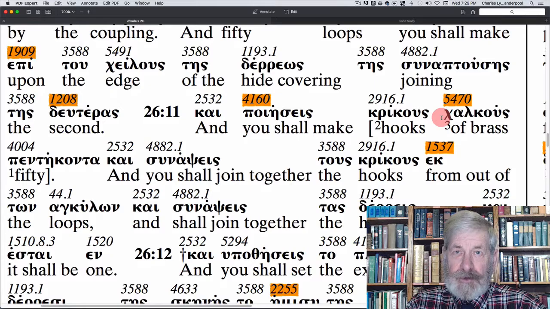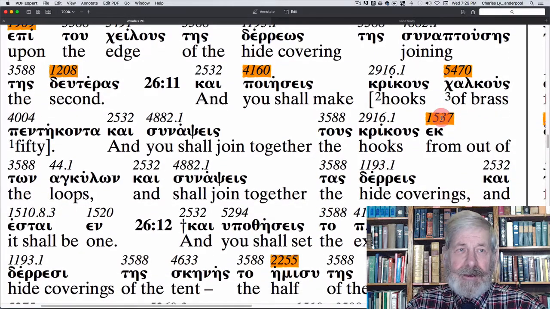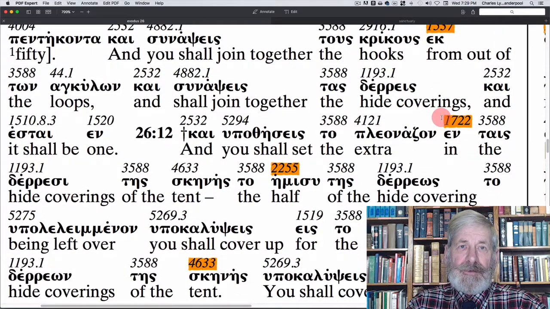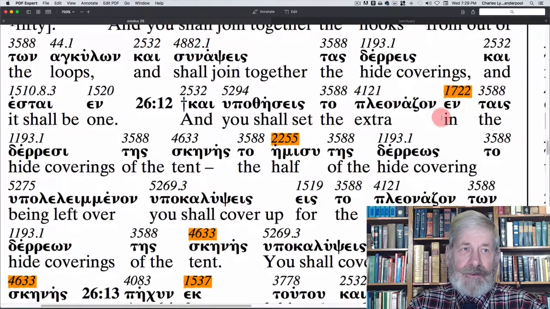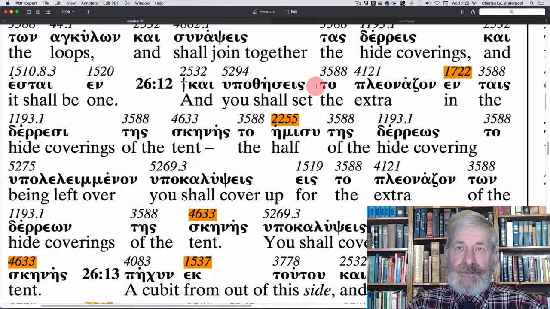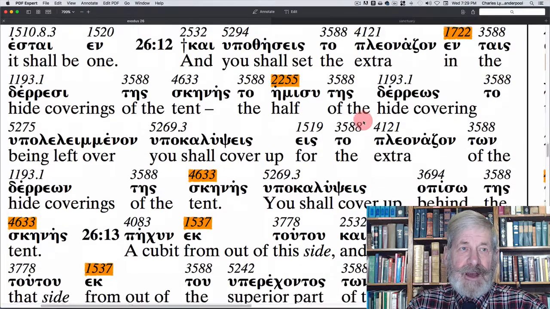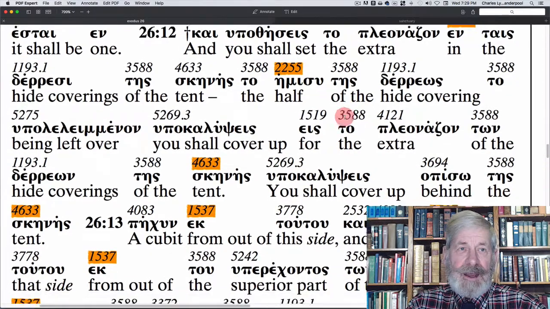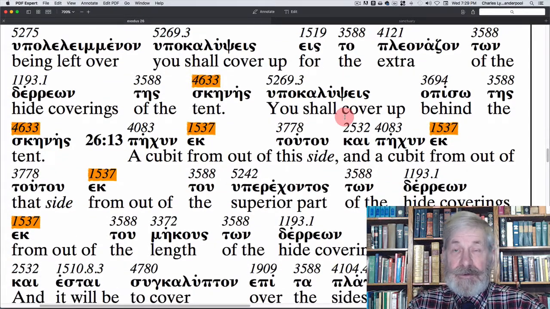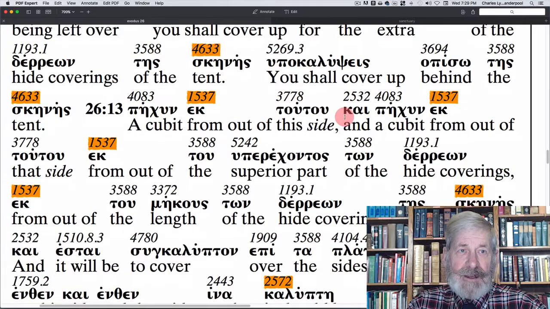So these loops and hooks put them together, and you shall make 50 brass hooks, and you shall join together the hooks from out of the loops, and shall join together the hide coverings, and it shall be one to cover over. And you shall set the extra in the hide coverings of the tent, the half of the hide covering being left over, you shall cover over for the extra of the hide coverings of the tent. So there's something covering over that hangs over, and you shall cover up behind the tent with this overage.